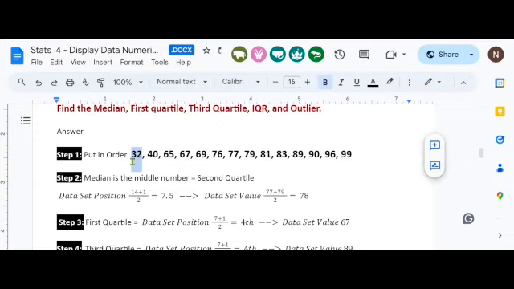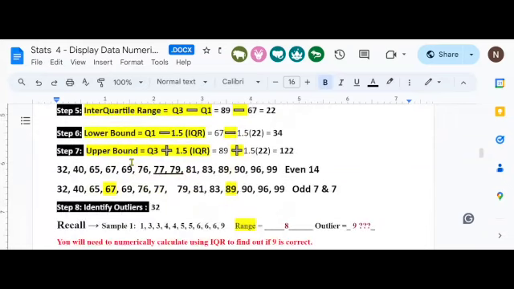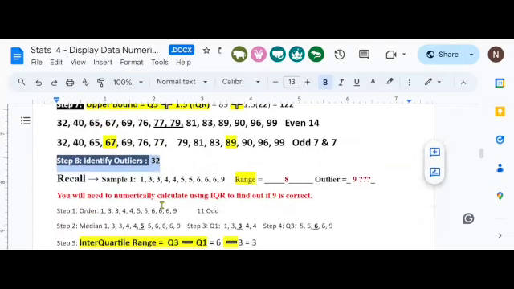Is this clear? That's how you find out what your outliers are, not by looking. Clear? So that's it. Then you write down that the outlier is 32. Is this clear? Yes.